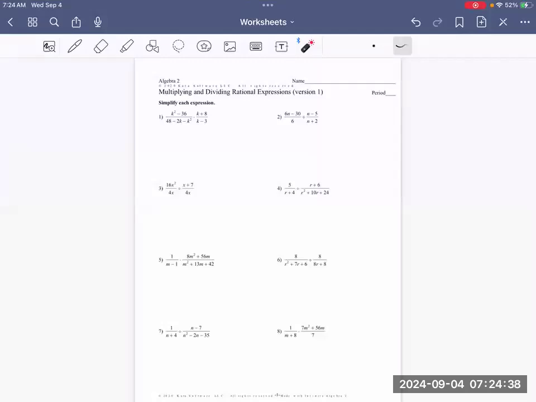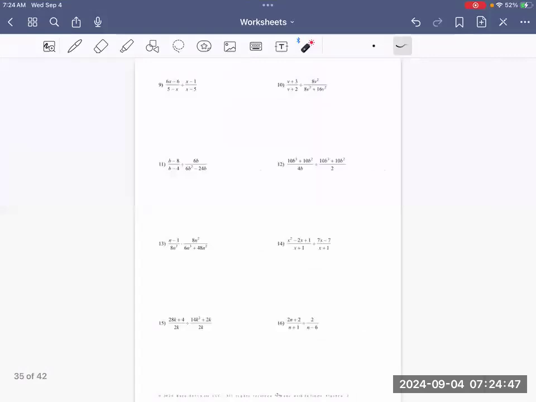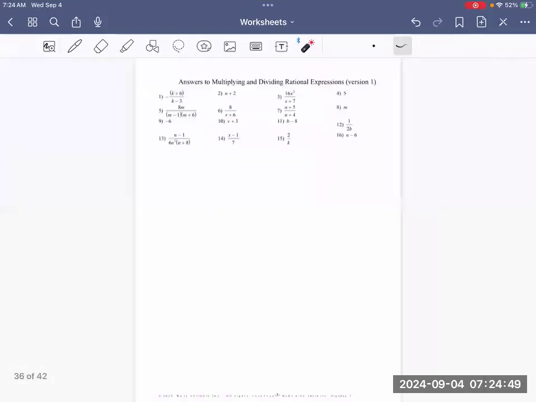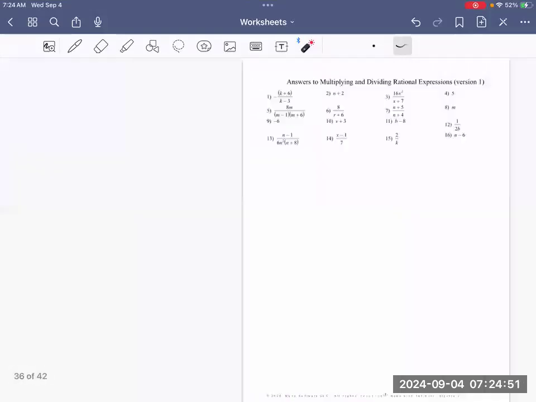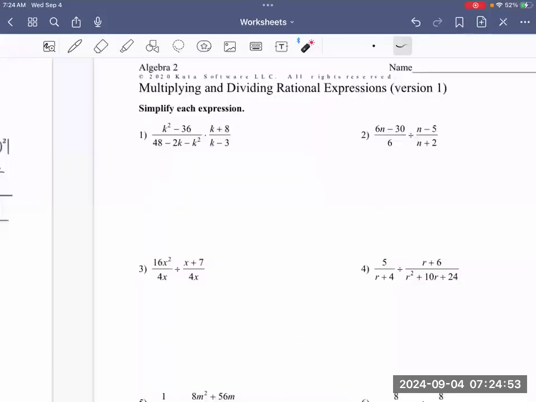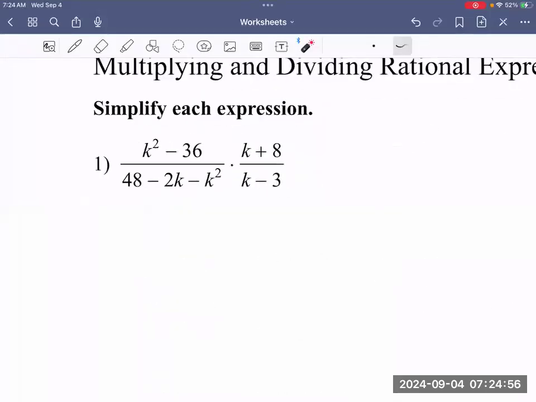Today we're going to be working with multiplying and dividing rational expressions. I'm going to be just doing these odd problems, so you have it here. And I'm going to be showing the answer key right now. And there you go. So let's take a look at how to simplify each expression.